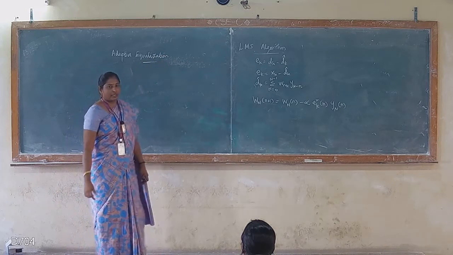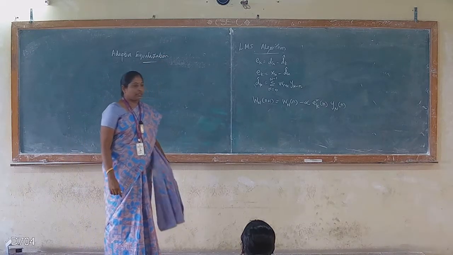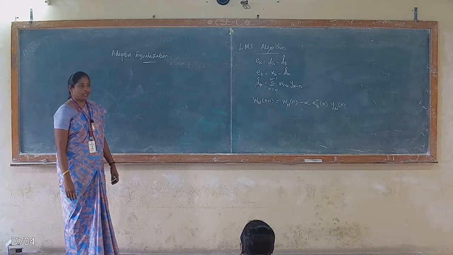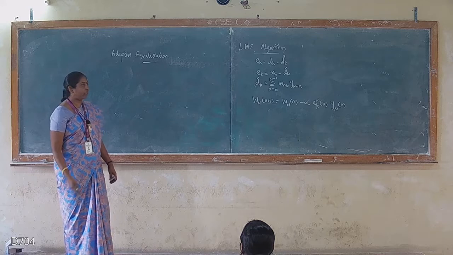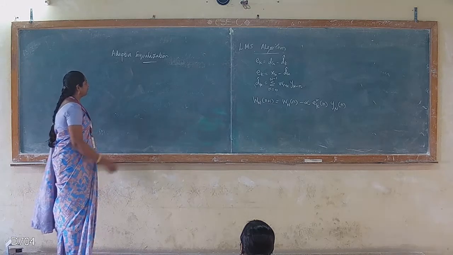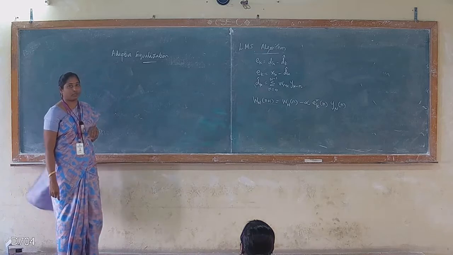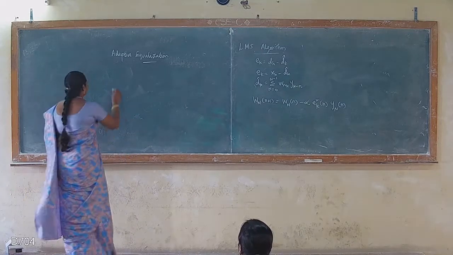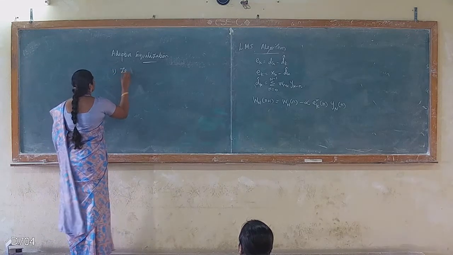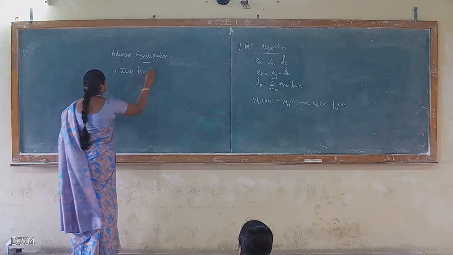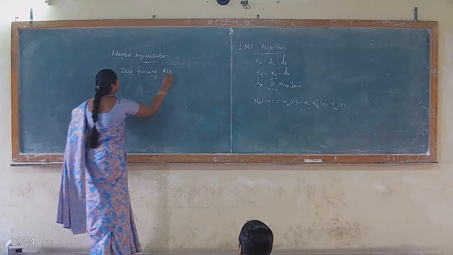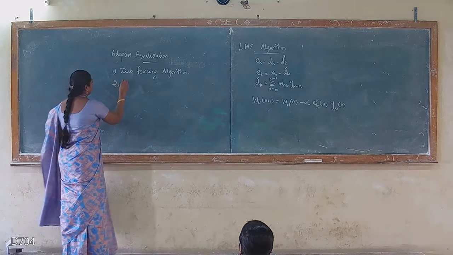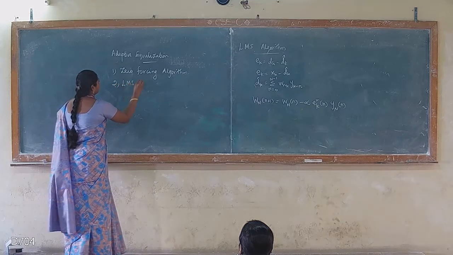So what is the need for adaptive equalization? The wireless channel is a random and time varying channel, so the equalizer should be adaptive to track the time varying characteristics of the channel. For that we are going for adaptive equalization. We are using some algorithms for adaptive equalization. One is the zero forcing algorithm, and another one is the least mean square algorithm.